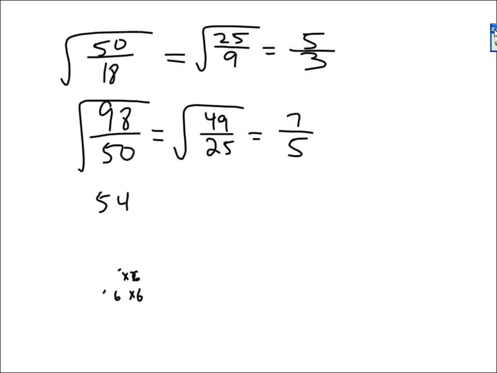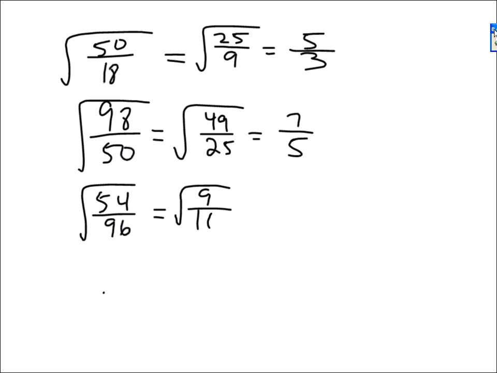Suppose you had 54 over 96. You have the square root of that. If you divided the top number by 6, you'll get 9. If you divide the bottom number by 6, you'll get 16. And I know the square root of 9, and I know the square root of 16. Okay, sometimes it's friendlier to reduce.